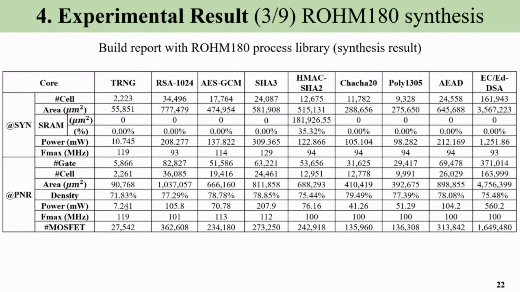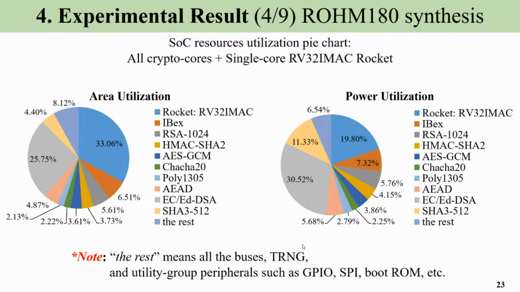We also synthesize in the 180 nanometer, and this shows the synthesis result of all the 9 cores at the synthesis stage and also at the PNR stage. The number of cells, the area. Some cores have RAM, like HMAC using the SRAM. Have the power, the maximum frequency. At the PNR, we have the density of the core could go up to nearly 80%. The number of MOSFETs are all listed in here, and similar with the previous FPGA implementation, we also have the pie chart for the synthesis.